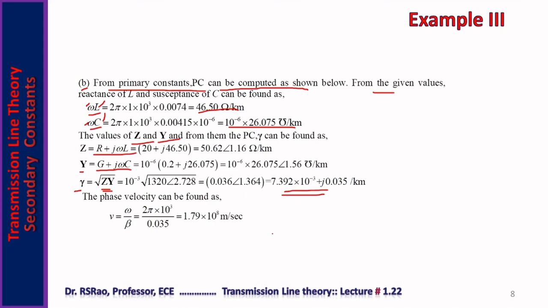The phase velocity then can be found as V equal to omega by beta. This is frequency, this is beta. It results in 1.79 into 10 power 8 meters per second. Note, the beta here is in radians per kilometer. So if we substitute, the result which we get is in kilometers per second. That is converted into meters by multiplying it with 10 power 3. Ultimately, what we have for velocity is 1.79 into 10 power 8 meters per second.